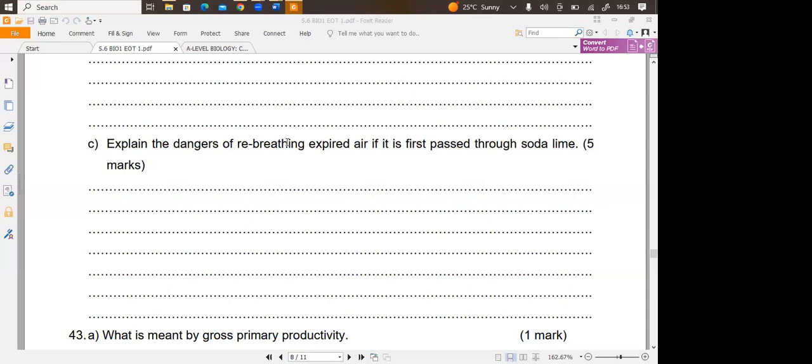So what you have to write here is that breathing in expired air passed through soda lime is breathing in air without carbon dioxide, because the soda lime will have absorbed all the carbon dioxide. But this air still has a small percentage of oxygen. And in the absence of carbon dioxide, the body will not detect the declining levels of oxygen to trigger an increased rate of breathing. Therefore, the person will suffocate and die.